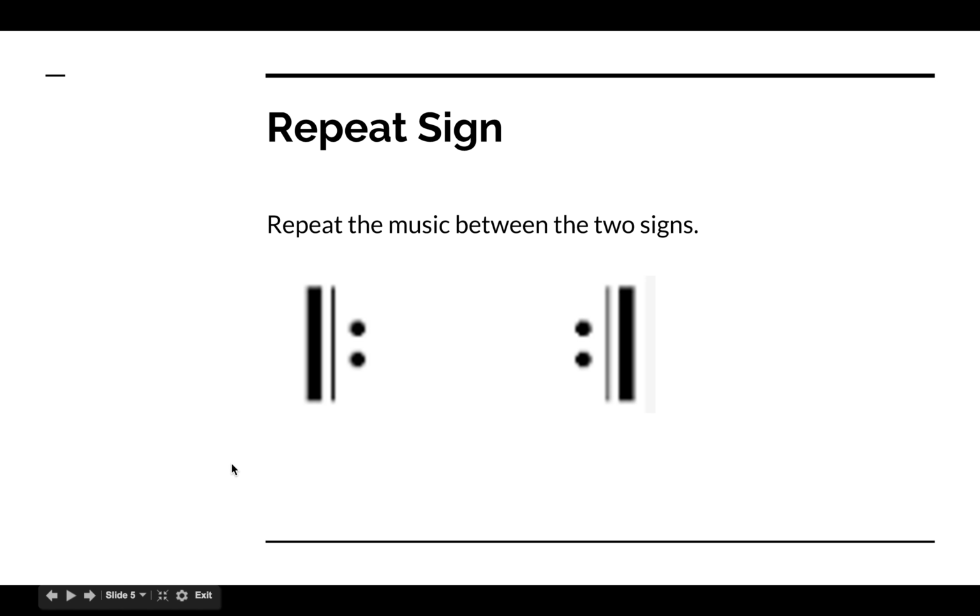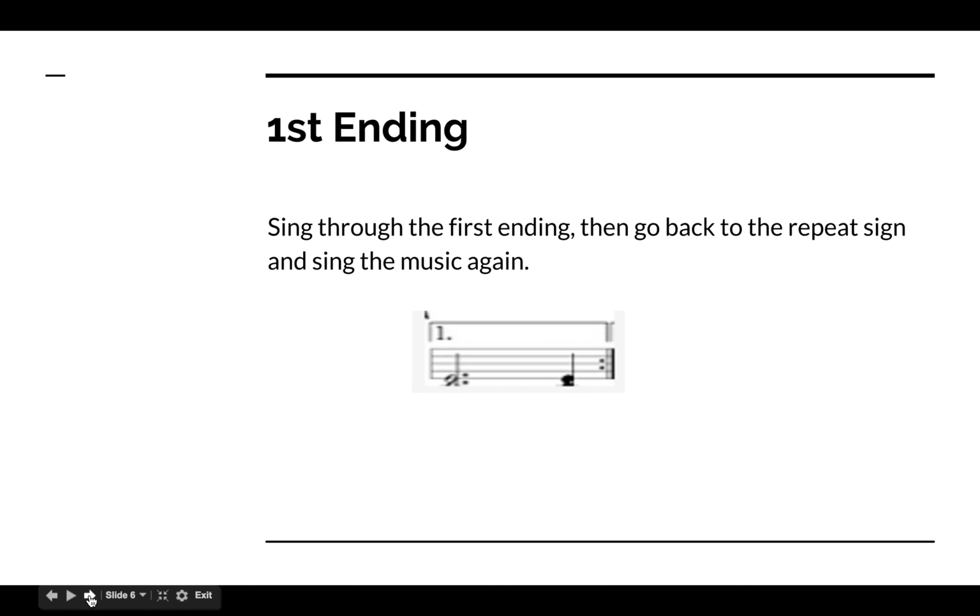Most of us have seen a repeat sign. Remember that you have to have 2 of them, and you always go back to wherever the repeat sign is, that first repeat sign. A first ending often happens with a repeat. So you sing through this first ending, you go back to the other repeat sign, and then you sing through the music again, and then typically we'd go to the second ending.